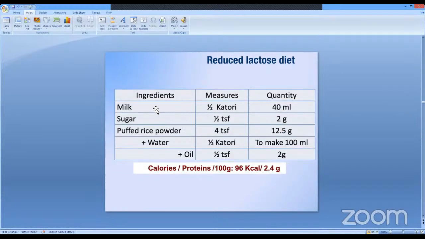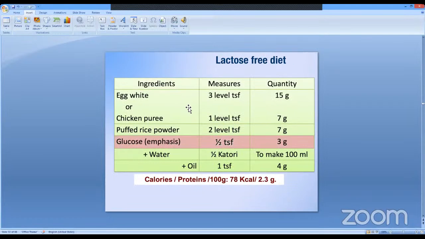Now reduced lactose. It is very common among us how to prepare reduced lactose: milk half katori, sugar half teaspoon, puffed rice powder 4 teaspoons, water half katori, and oil half teaspoon. All will be mixed, and this will give 96 calories and 2.4 gram protein per 100 gram of this diet. Lactose free diet. Here egg white or chicken puree is used, puffed rice and glucose may or may not be used, plus water, and this will give a lactose free diet, where we will get 78 kilocalories per 100 gram and 2.3 gram protein per 100 gram of diet.